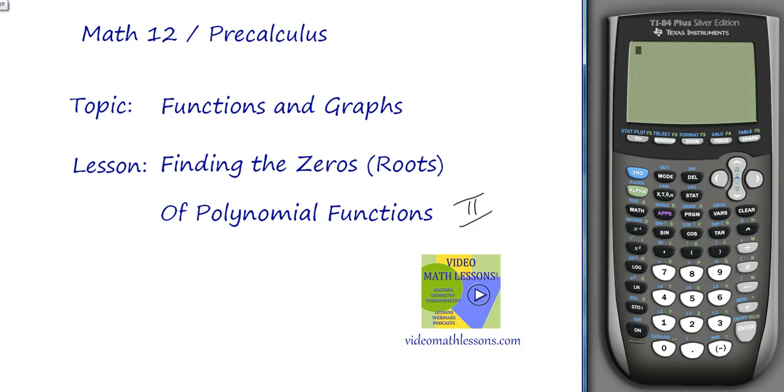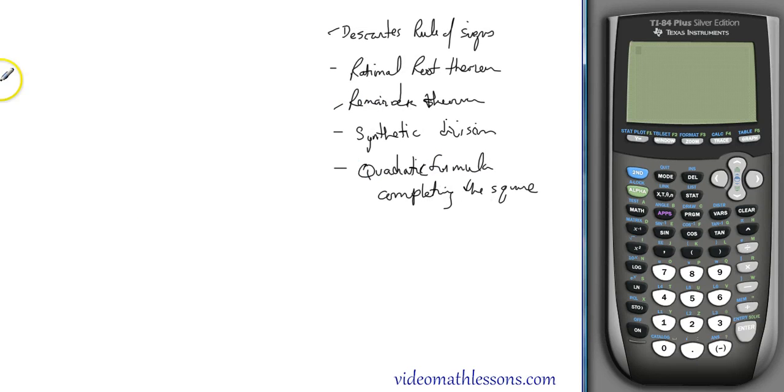Our topic tonight is functions and graphs, and what we're going to be talking about is really finding the zeros or the roots of a polynomial function. This is part 2 for this. In part 1, we talked about a couple of these basic concepts that will help us do these problems. We have Descartes' rule of signs, the rational root theorem, the remainder theorem, synthetic division, and we're also going to use a little bit of old stuff, the quadratic formula and completing the square, to wrap things up.